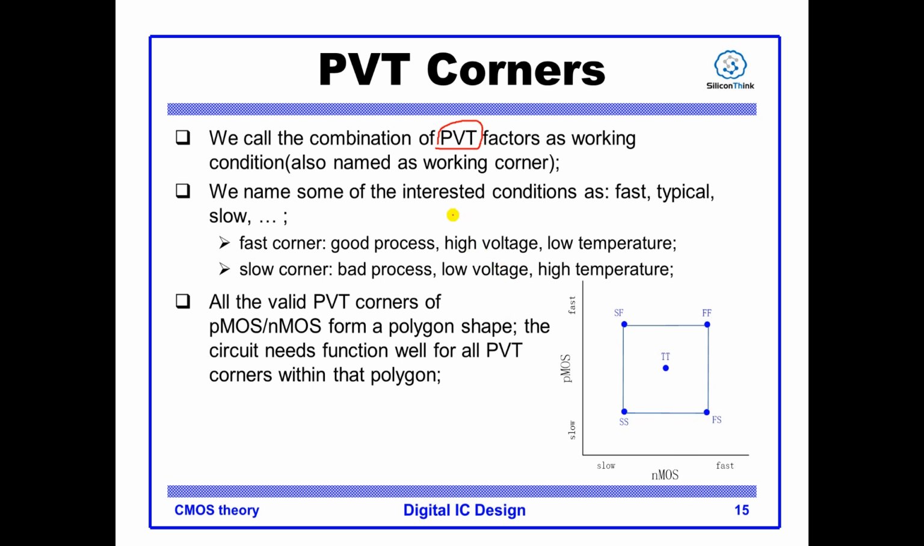And we can name some of the interesting condition points as fast, typical, slow. For the fast corner, we usually have good process, high voltage, and low temperature. For the slow point, we usually have bad process, low voltage, and high temperature. And in the middle is usually typical. You can also name the working condition of this point, of that point, as you wish.